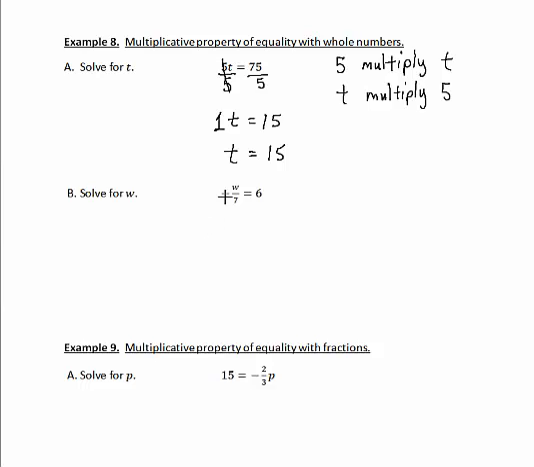The next example, we could interpret this a couple different ways. We could say that this is a negative 1/7 times a w, and that equals 6. Well, what is the multiplicative inverse of negative 1/7? Well, it is a negative 7 over 1. So, if I multiply this side by the multiplicative inverse negative 7, then I need to take the right hand side and do the same.